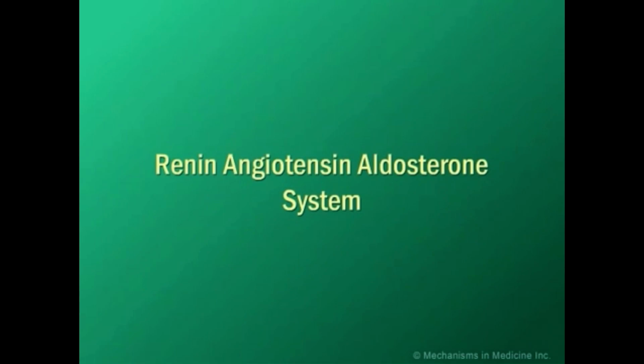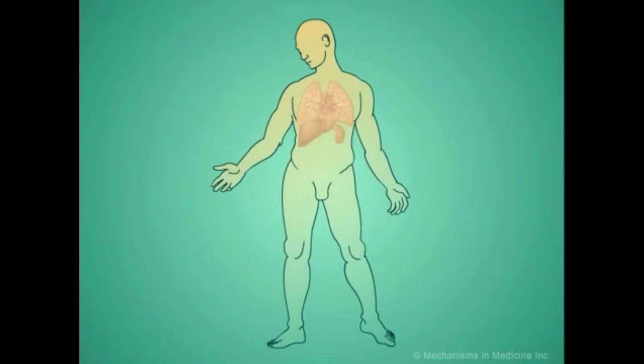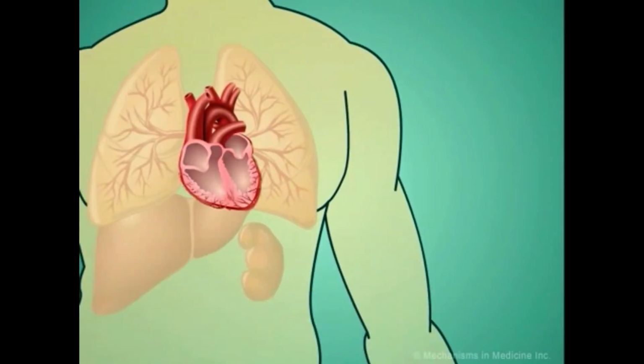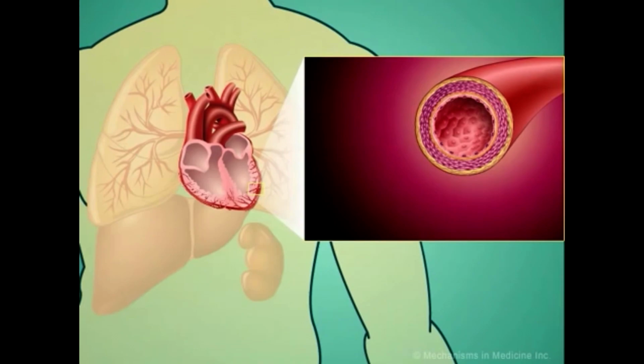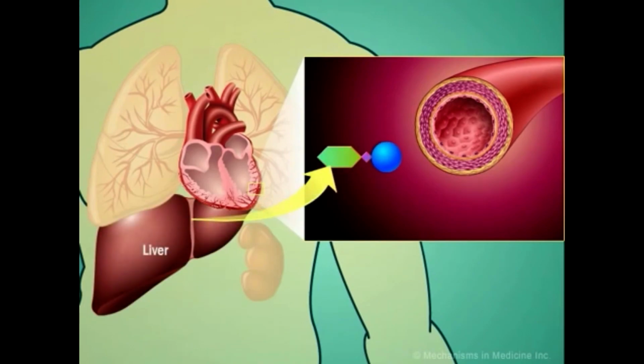Renin Angiotensin Aldosterone system. The renin angiotensin aldosterone system is a classic endocrine system that helps to regulate long-term blood pressure and extracellular volume in the body. The system begins with the release of angiotensinogen into circulation by the liver. This may be in response to low blood pressure and adverse changes in sodium concentrations.